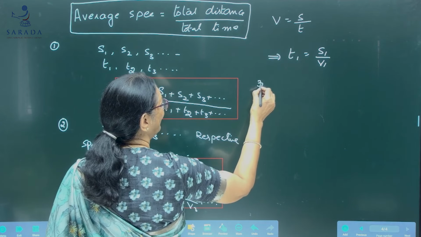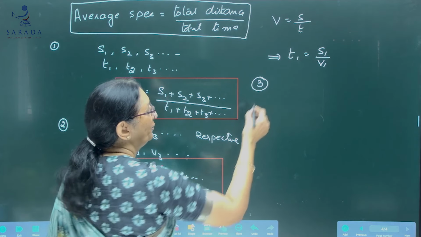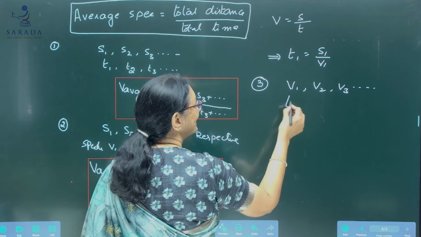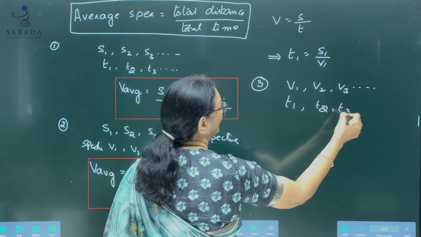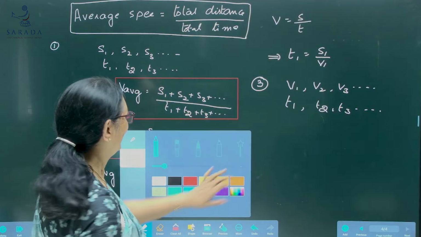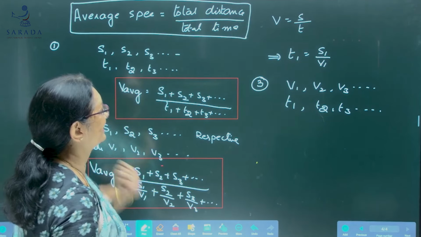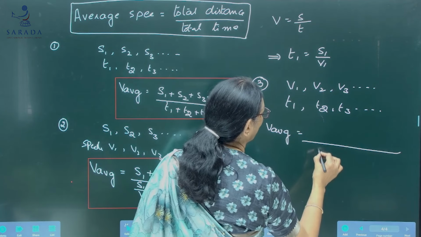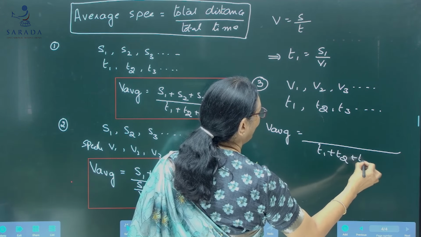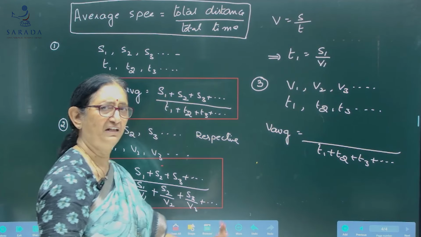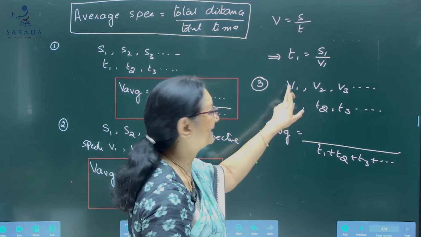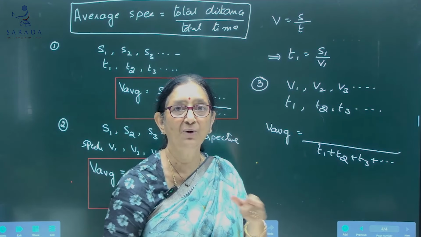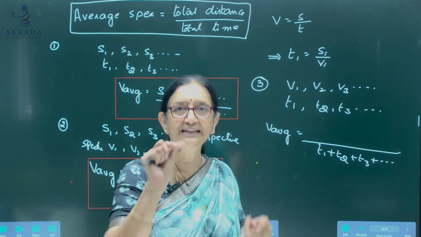See here, the third one is, a body travels with speeds V1, V2, V3, and so on in respective times T1, T2, T3, and so on. Look here. We know only one formula, that is total distance by total time. Here the problem is time is given, so total time is T1 plus T2 plus T3 plus T4, and so on. That is perfect. And distance? What is the distance S1? It travelled with a speed V1 for time T1. So what is the distance covered by the body in the time interval T1?